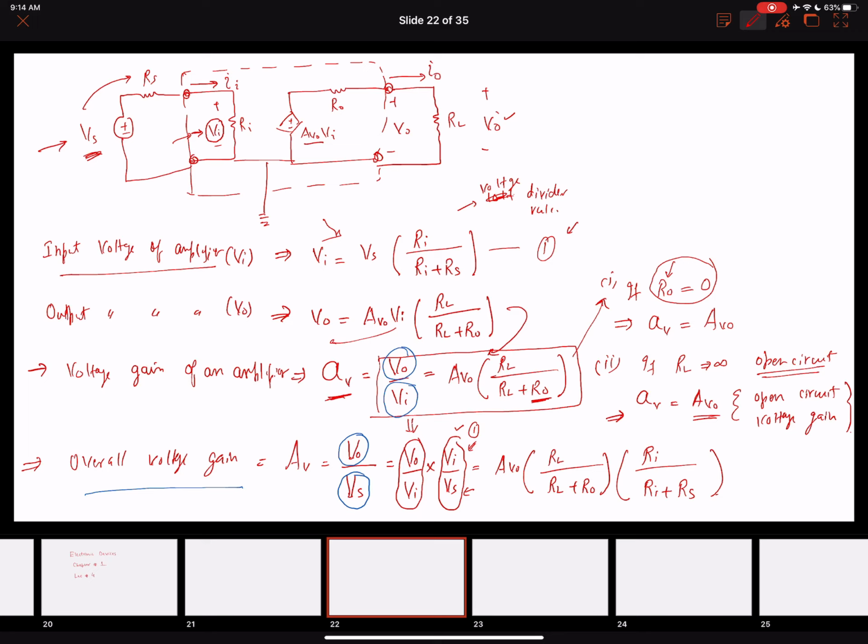Ideally, we want Ri to be open circuit or to be infinite, so that we don't have a voltage drop here at all. So what we want is, we want our Vi, or essentially Vs, to be amplified without any loss in the signal. So the first loss that is happening is just because of the coupling of the source to the input of the amplifier due to the Ri. So the higher the Ri, the smaller the loss will be.